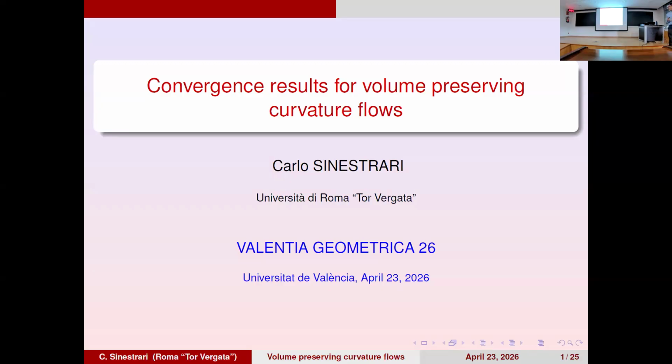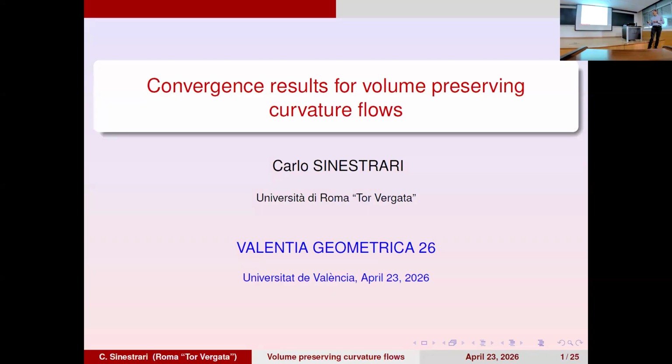The choice of the topic is volume preserving curvature flows, which I first became familiar with because of Esther, because I met Esther during her PhD thesis, which was about volume preserving flows. So it's a nice circumstance that this was the room where she defended the thesis. So in this seminar, I will summarize different convergence results for volume preserving curvature flows.